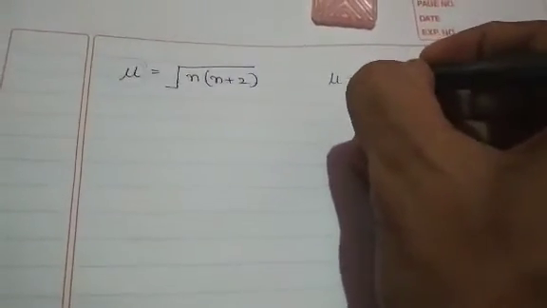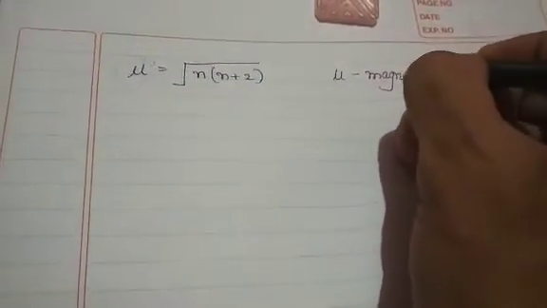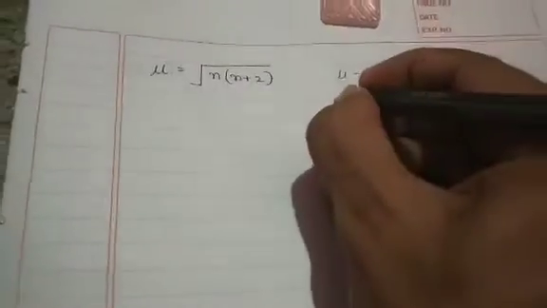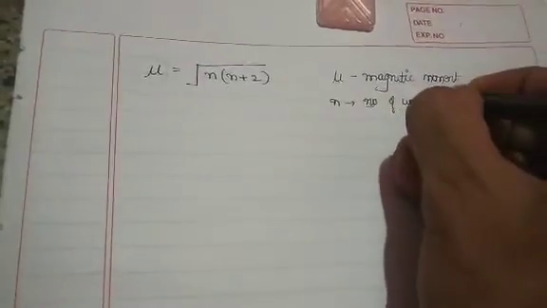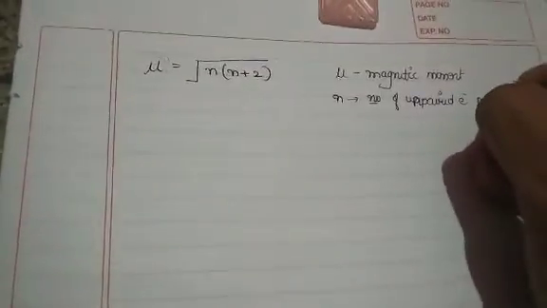Okay guys, now we are going to see how we calculate the magnetic behavior of the complex. Basically, it is calculated using the formula mu equals root of n into n plus 2, where mu is called the magnetic moment, and n represents the number of unpaired electrons present in a complex.